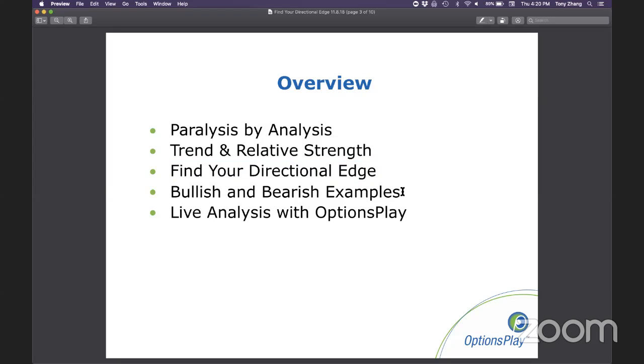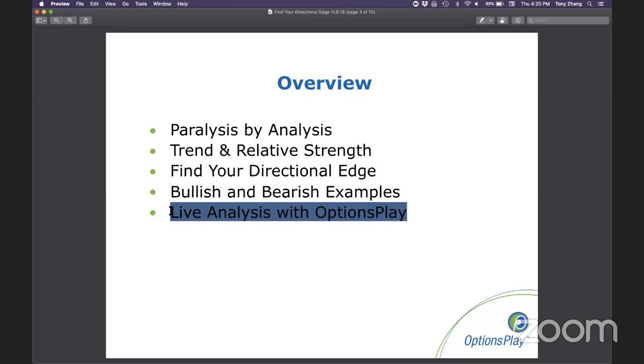Then what we'll do is we'll go through some bullish and bearish examples. So taking that framework, I want to show you guys some real examples of some stocks in the market right now that are exhibiting bullish or bearish trends, even some that are reversing bullish and bearish trends, to give you a real full sense of the different types of trends that you might be discovering from these two indicators alone.